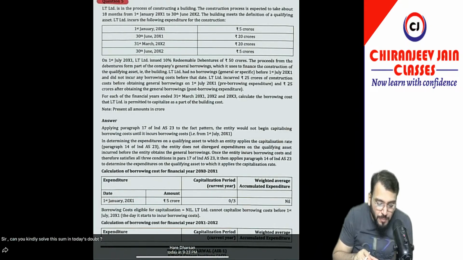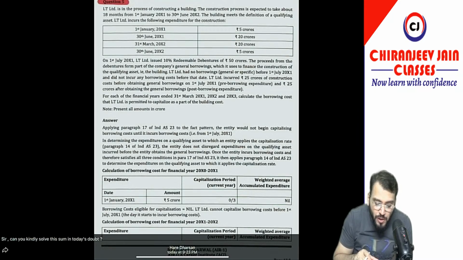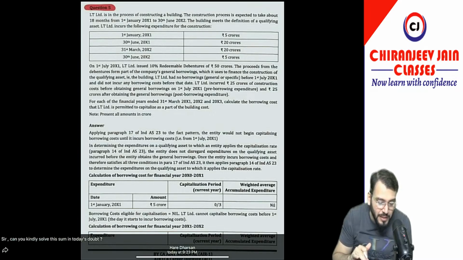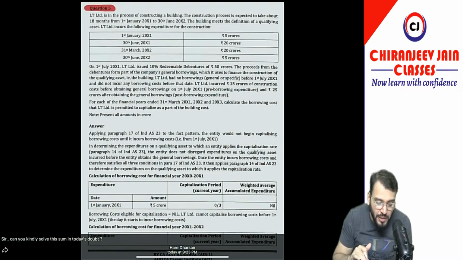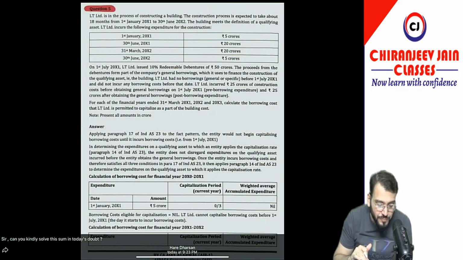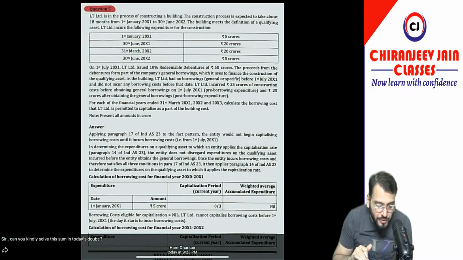LT Limited is in the process of constructing a building. The construction process is expected to take about 18 months, from 1st January 2001 to 30th June 2002. The building meets the definition of a qualifying asset. LT Limited incurs the following expenditure for construction. On 1st July 2001, LT Limited issued 10% redeemable debentures of rupees 50 crore. The proceeds from the debentures form part of the company's general borrowing which it uses to finance the construction of the qualifying asset, that is the building.